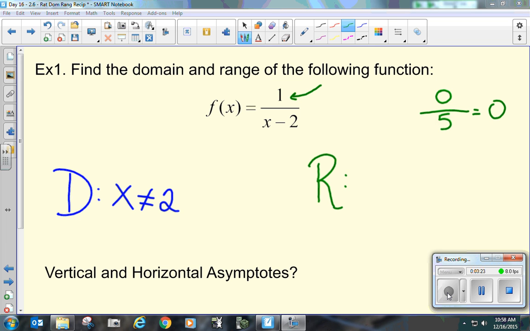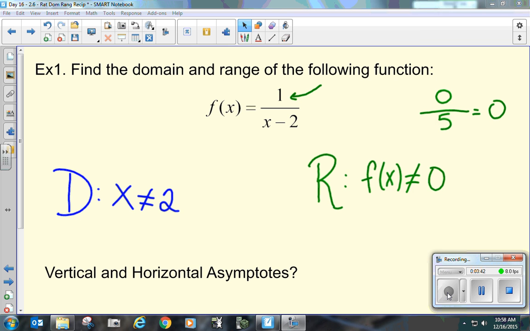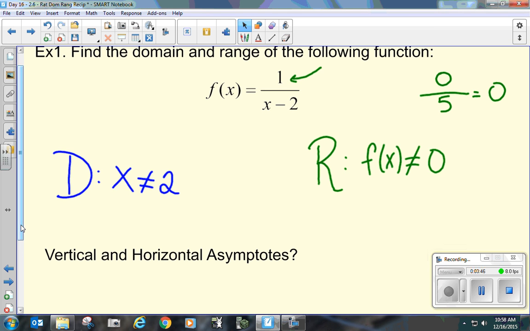So I can get positive numbers, negative numbers. I just can't get that to equal 0. So my range, I will say f of x cannot be 0. Right? I think so. Now, asymptotes. Let me see here. Let's see what's down here.